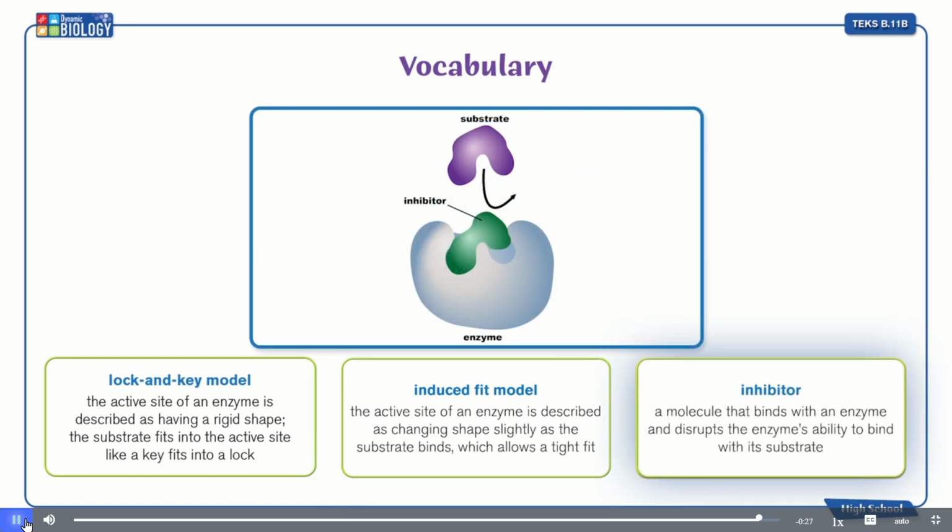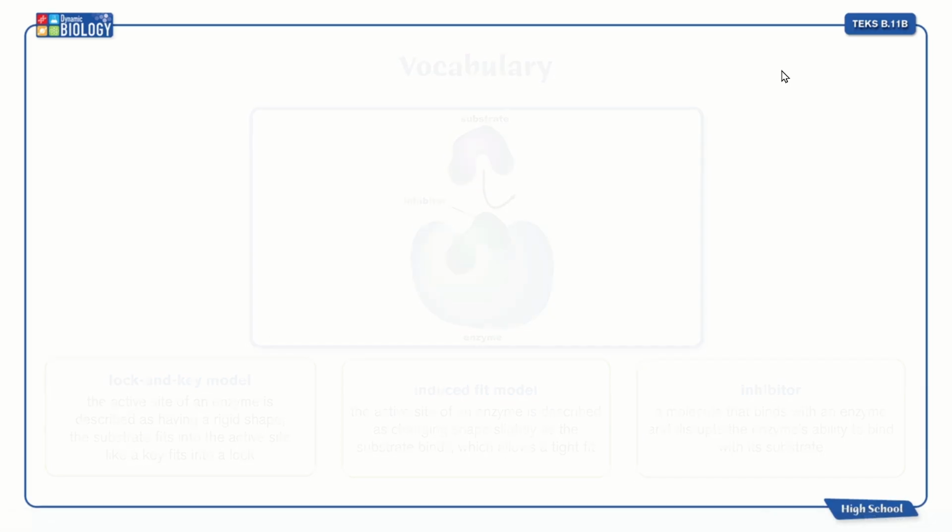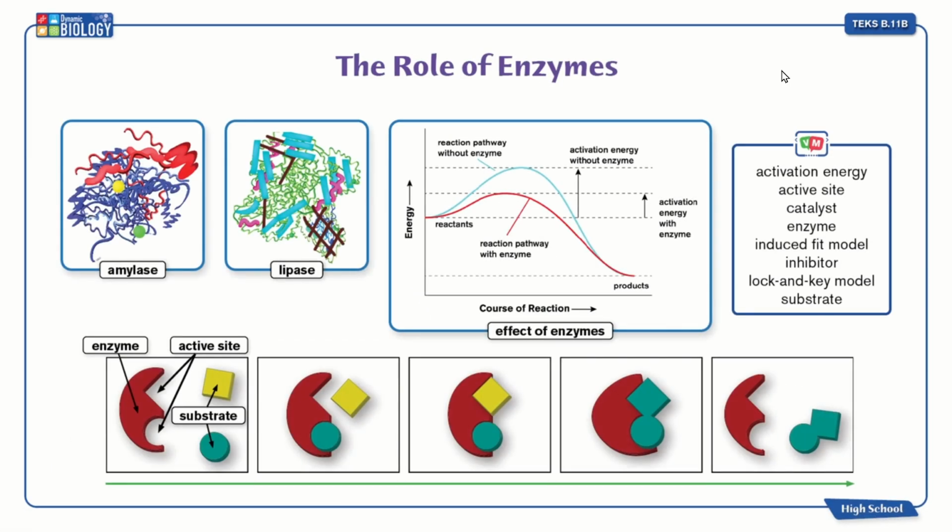An inhibitor is a molecule that binds with an enzyme and disrupts the enzyme's ability to bind with its substrate. In this lesson, we reviewed TEKS B.11B. Investigate and explain the role of enzymes in facilitating cellular processes.